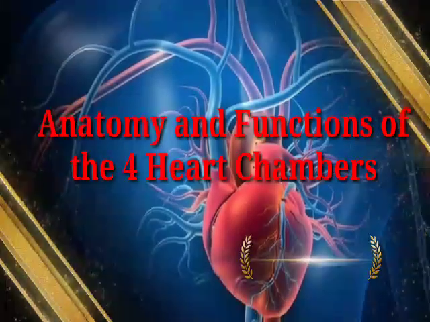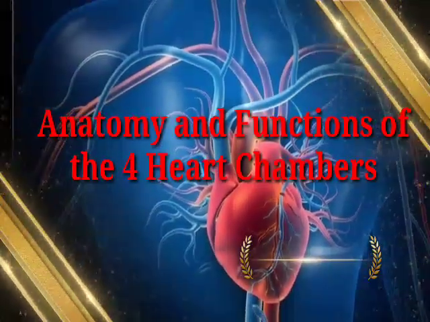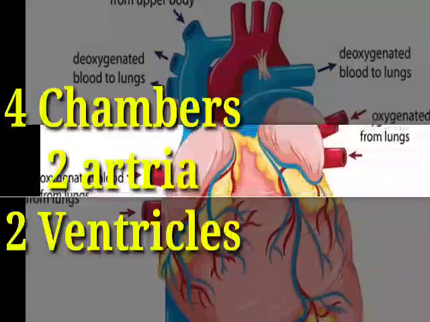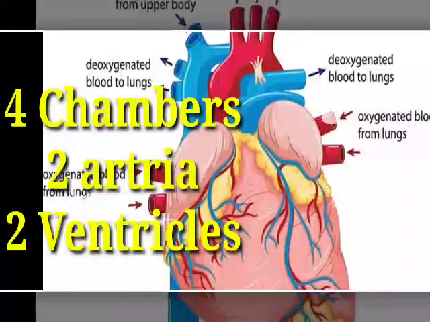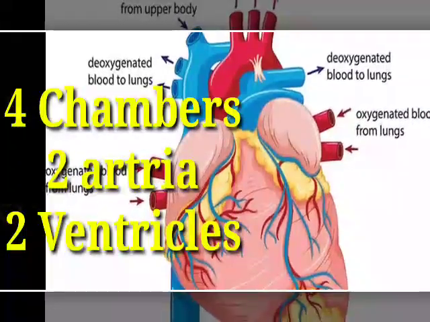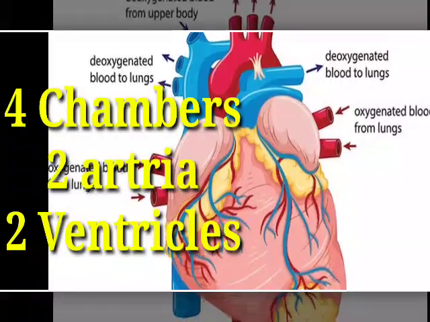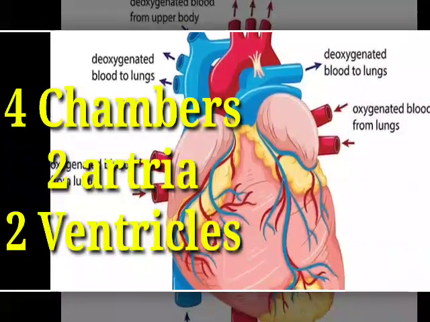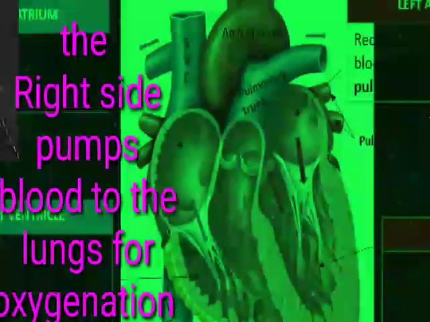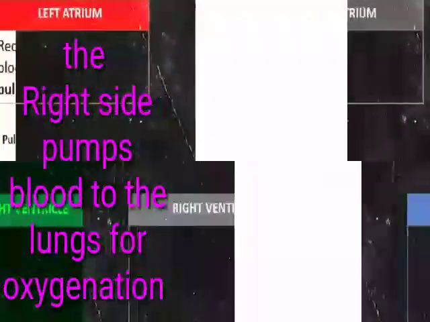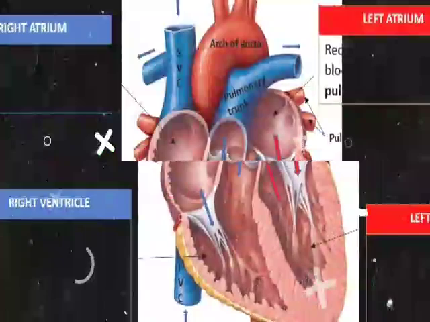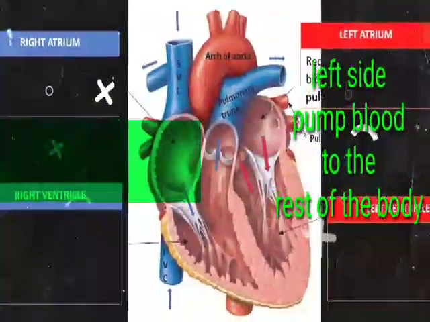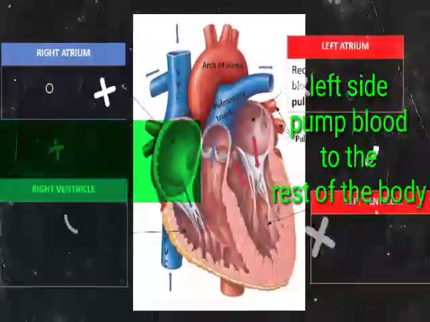We will be talking about the anatomy and functions of the heart chambers. As you may know, the heart is a vital organ in the body that pumps blood throughout the body. The heart is made up of 4 chambers: 2 atria and 2 ventricles. The right atrium and right ventricle are responsible for pumping blood to the lungs for oxygenation, while the left atrium and left ventricle pump oxygenated blood to the rest of the body.